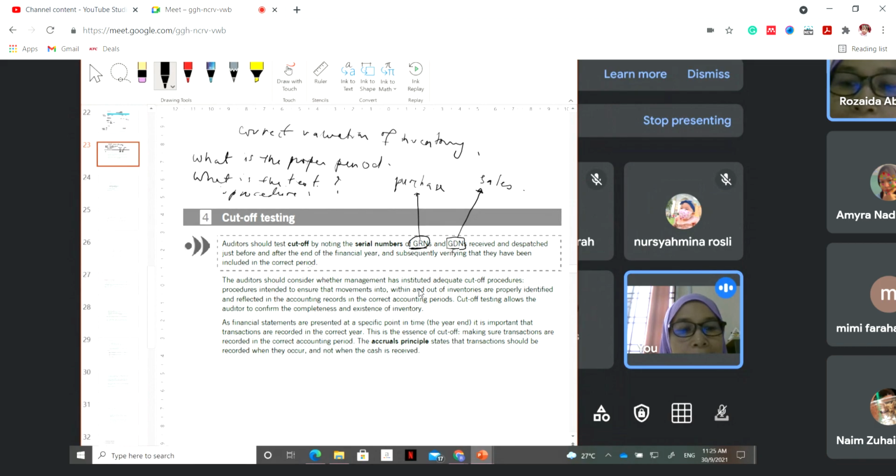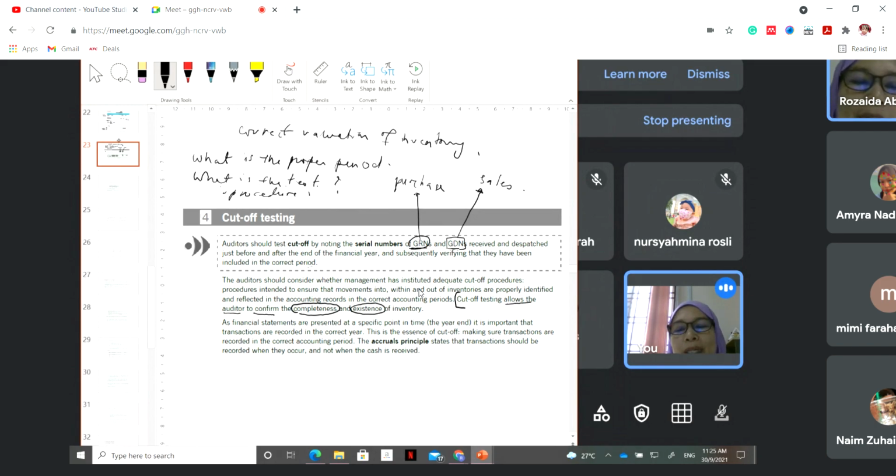Other than determining that the transaction is recorded at a proper period, you are also avoiding the situation where the company tries to manipulate the sales or purchase figure at year end. What next? What are you going to achieve? Cut-off testing allows the auditor to confirm the completeness and existence of inventory.